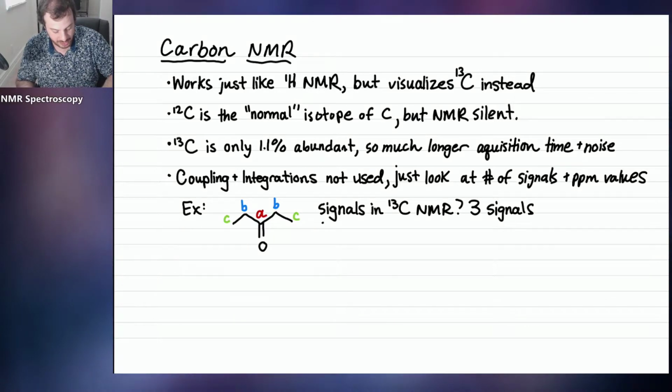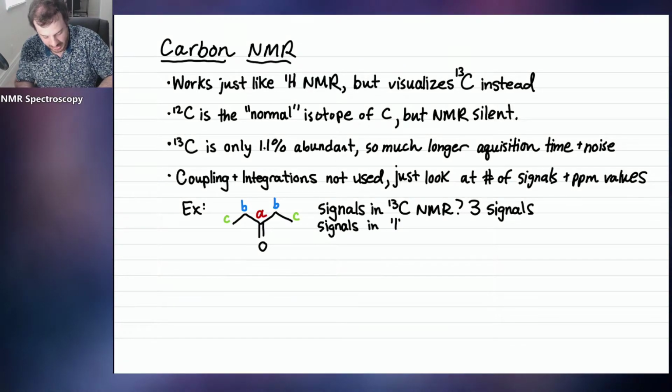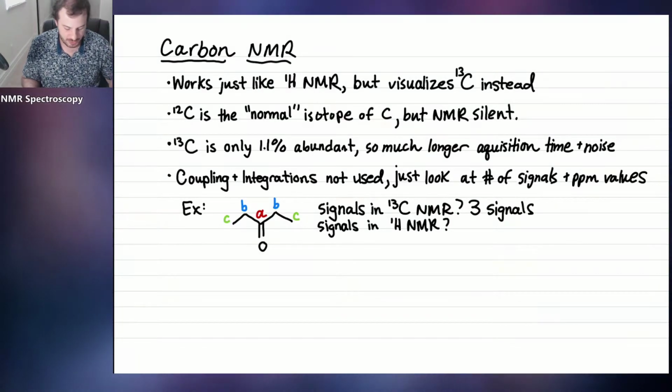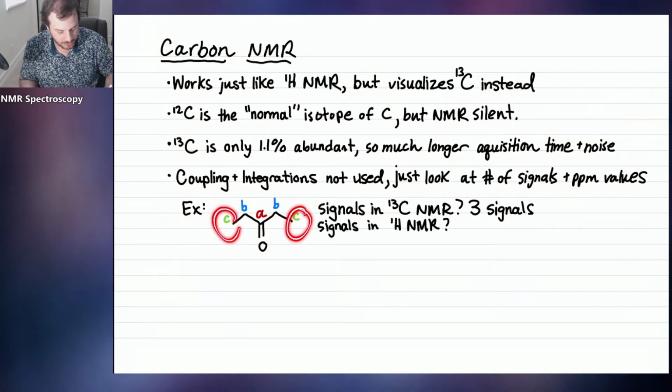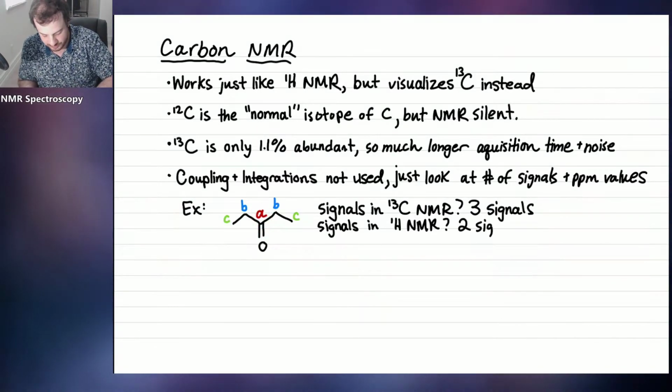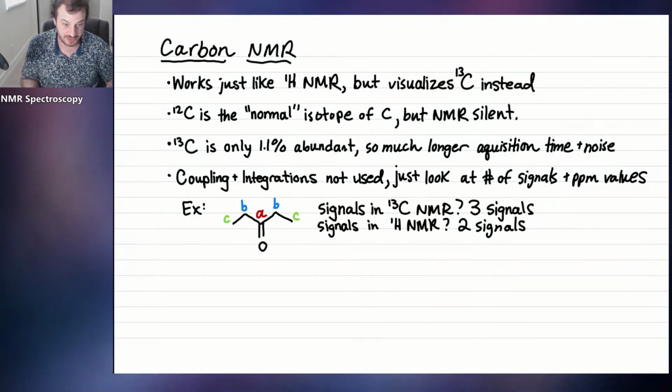How about in the proton NMR, just for practice? Signals in 1H NMR. How many different types of protons are there in this molecule? Well, there's the methyl group protons, those are the same. And then there's the methylene protons, those are the same. There's no protons on carbon A. So that means there's just 2 signals. And we did an example, actually I think we did this exact example in the previous lesson. So just watch that previous video to see the proton signals for that molecule.